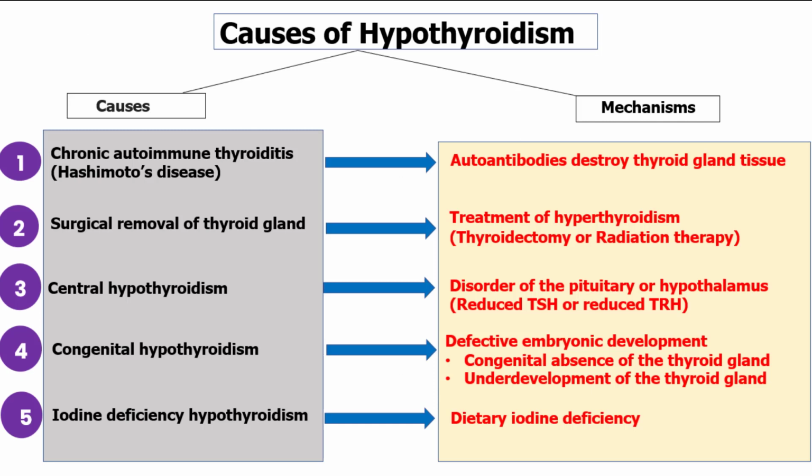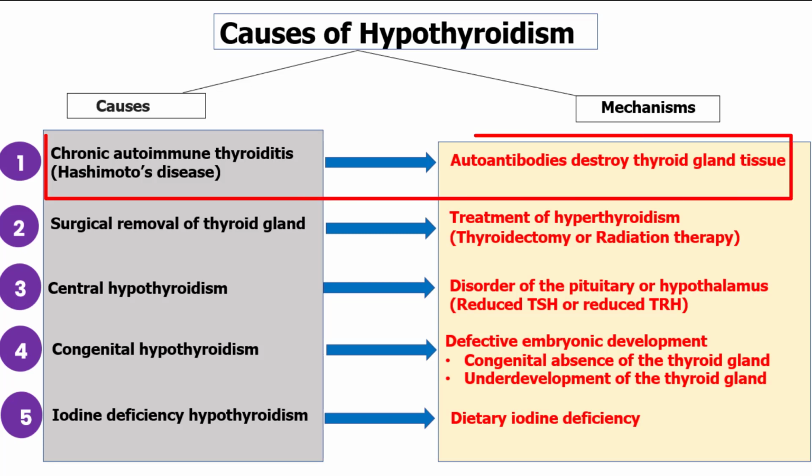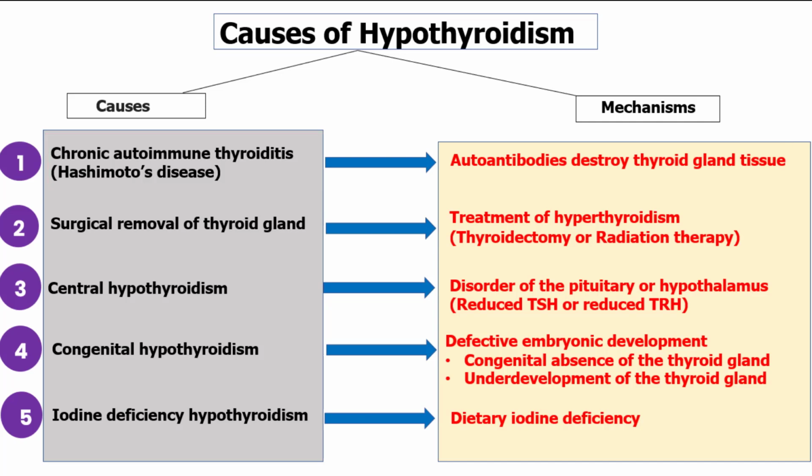Now let's discuss more details on the causes of hypothyroidism. As indicated here, there are different causes of hypothyroidism. Among these, the first is chronic autoimmune thyroiditis, which is most commonly referred to as Hashimoto's thyroiditis, or chronic lymphocytic thyroiditis, usually occurring in adults, and it is about 20 times more common in women than in men. The mechanism of this disease is that autoantibodies attack and destroy the thyroid gland tissue.